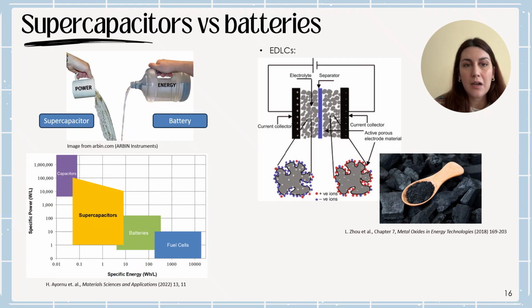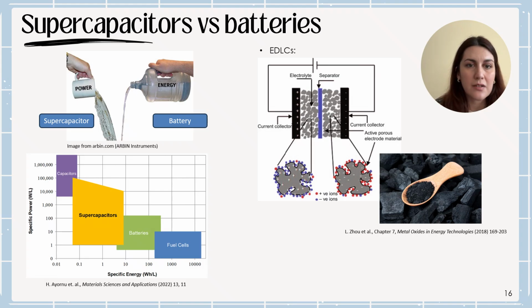In EDLCs, ions from the electrolyte accumulate on the surface of porous electrodes when a voltage is applied, forming an electrochemical double layer. Structurally, two porous electrodes are divided by a separator and the space is filled with electrolyte. And when a voltage is applied, positive ions move toward the negative electrode and negative ions move toward the positive electrode. These ions accumulate at the surface of the porous electrode material, forming the double layer, so energy is stored electrostatically, not through bulk chemical change.